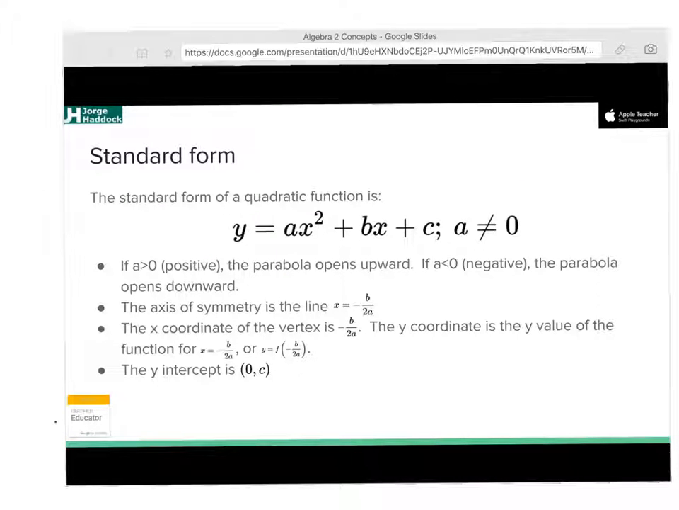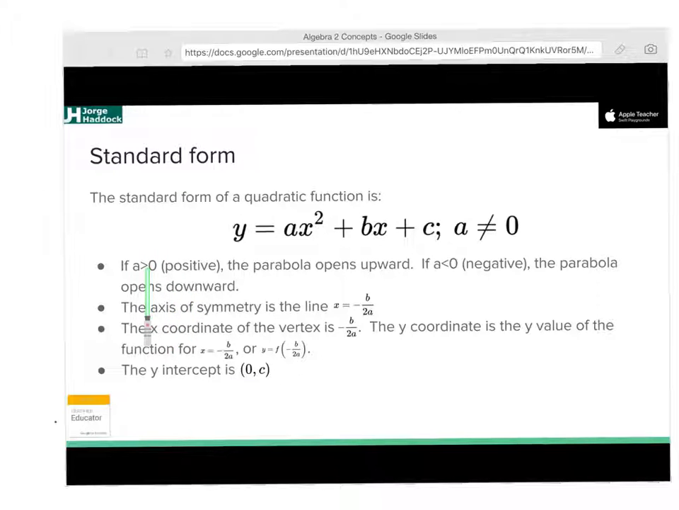So in this video, we're going to be graphing quadratic functions, but only in this case, we are going to have a standard form, right? So the standard form of a quadratic function is y equals ax squared plus bx plus c, where a cannot be equal to 0, right? As we saw in a previous video, if a is greater than 0, that means that the parabola opens upward, right? And if a is less than 0, so if a is negative, that means that the parabola opens downward.